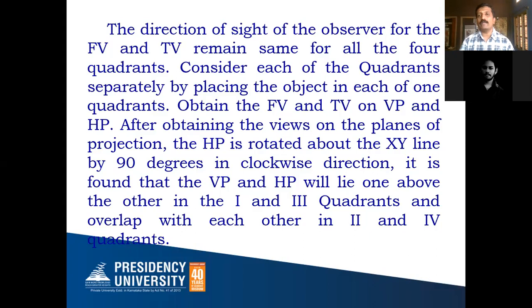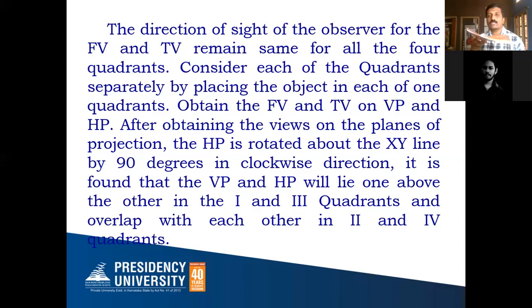Whereas in the third quadrant, it is exactly opposite to that. In the third quadrant, HP will come above the XY line, VP will come below the XY line, as well as the front view will come below the XY line, and the top view will come above the XY line. That's why the first and third quadrant systems are opposite to each other.